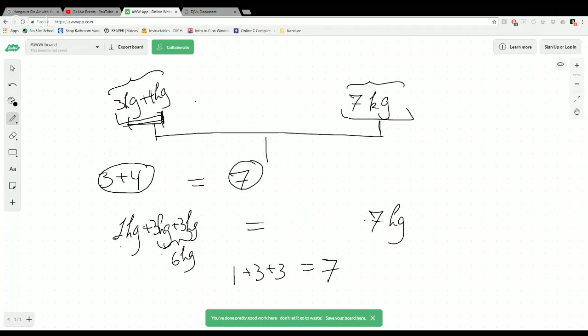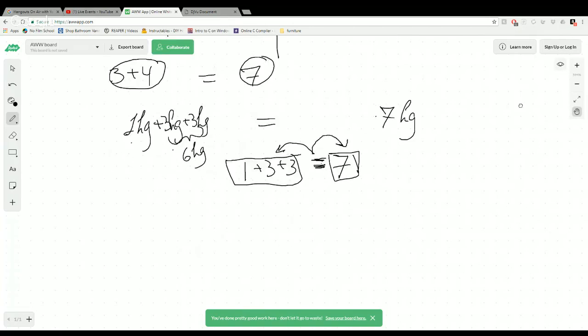So notice when we put an equality sign here, what we're saying is that whatever expression is on the left side of the equality sign evaluates to the same value as whatever expression is to the right of the equality sign. They have the same value. Okay?